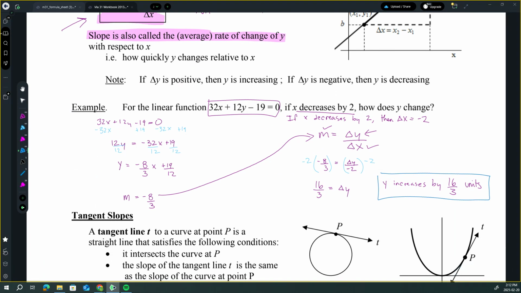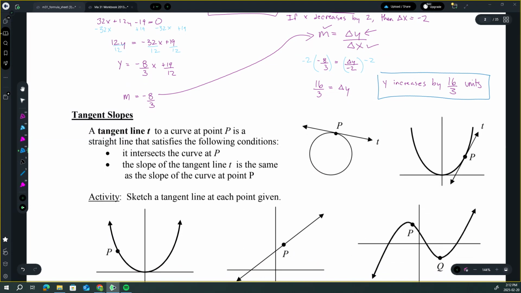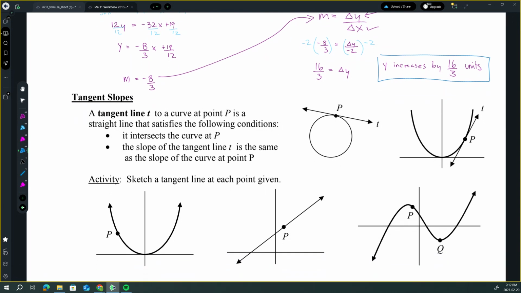Okay, so that was a quick review about slopes. Now we're going to move on to tangent slopes. A tangent line, or a line tangent to some curve at point P, is just a straight line that's going to satisfy the following conditions. It's going to touch the curve only once at whatever point P is on that curve. And the slope of the tangent line is going to be the same as the slope of the curve, but specifically at that point P.